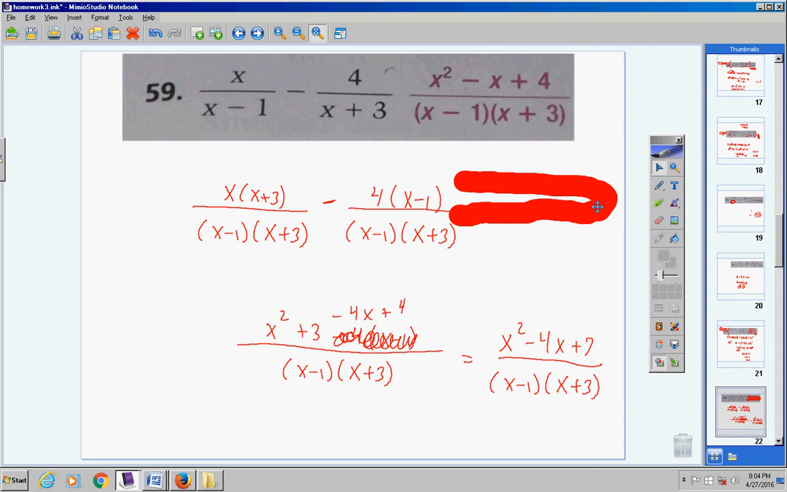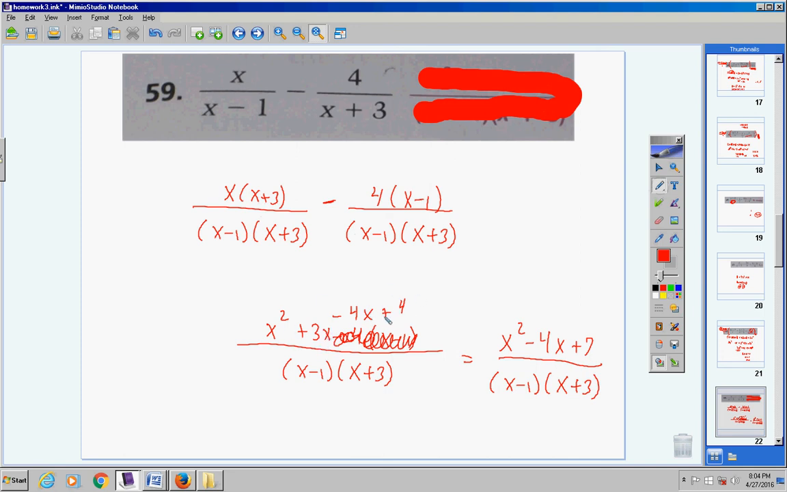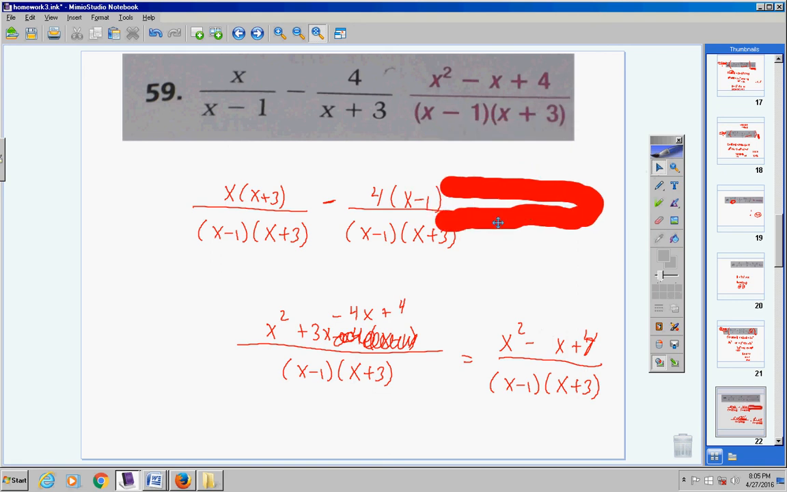Okay, let's see where I missed. Yes, I see my mistake, and I apologize, my young scholars. X times x is x squared. X times 3 is a positive 3x. So when you combine your like terms here, 4 is your constant term, so 4 stays a 4. And then 3x, negative x is negative 1x. So this term right here should be a negative 1x, or just negative x. And now we are looking really good. Alright, moving on to number 61.